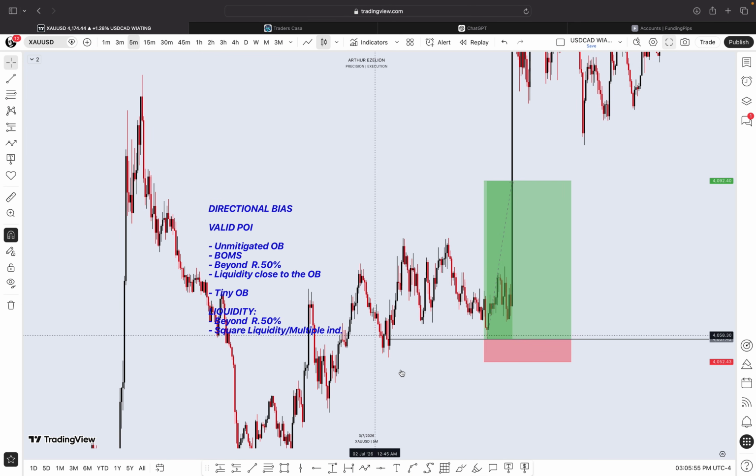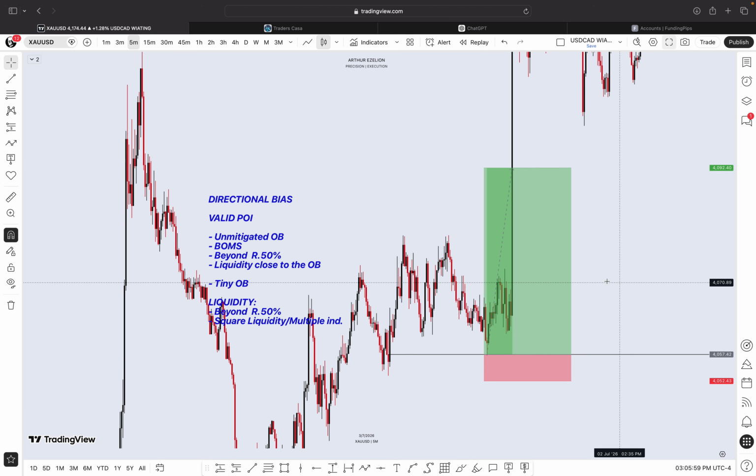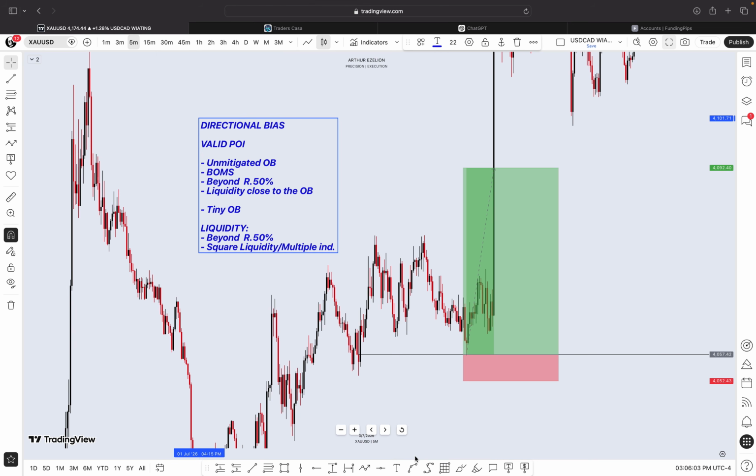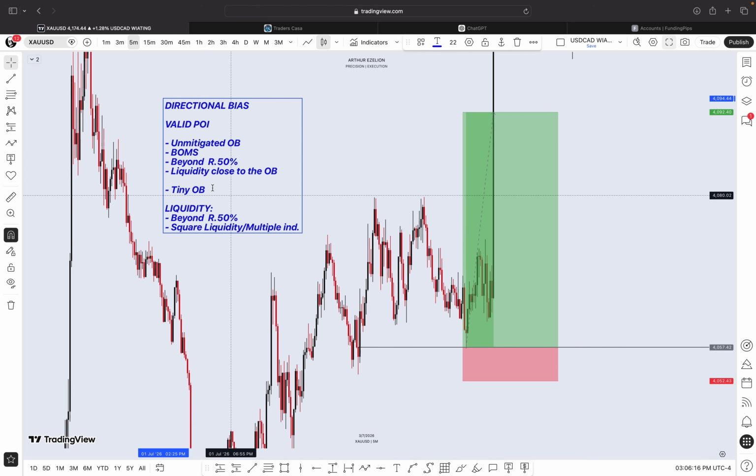So now look at this one. This was, I think, the last setup I actually called, a good setup. I called another setup which was a loss, and I'll show you guys it fits the plan. What I told you guys, directional bias and valid POI, right? So for a valid POI, the order block, we first look for an unmitigated order block. This order block was unmitigated.